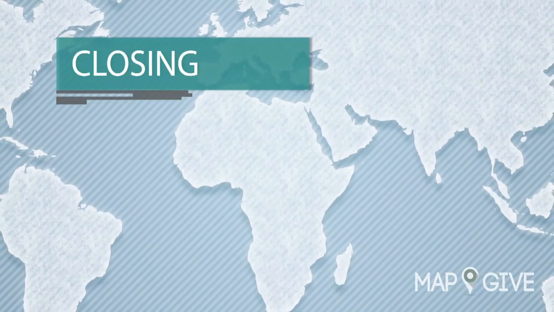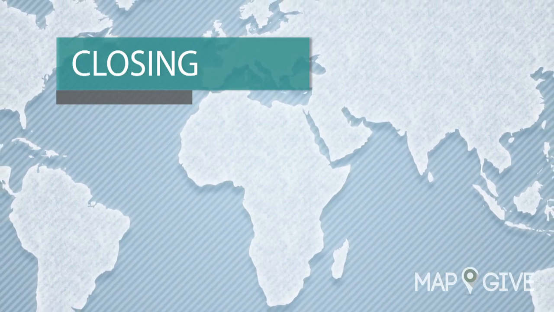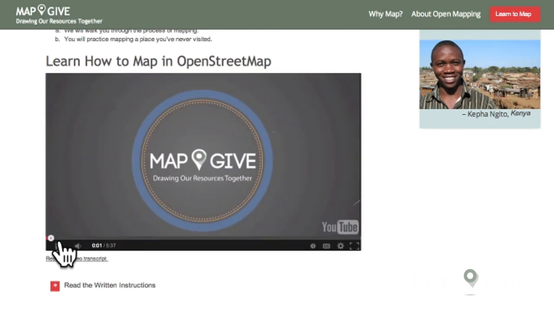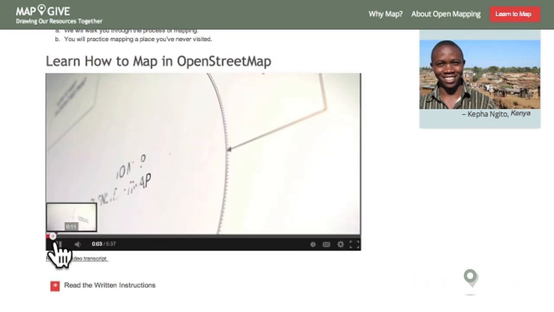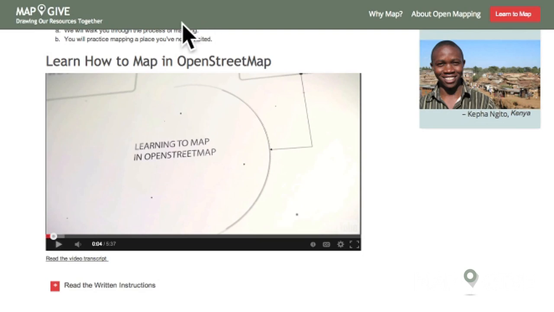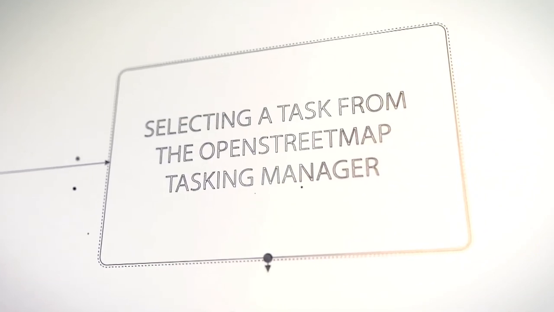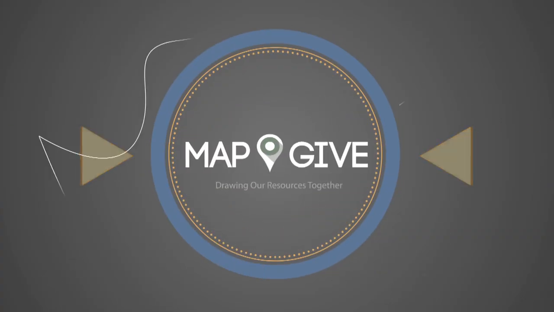Closing. If you feel like you need a little more practice before jumping in, go back to the MapGive Learn to Map page and watch the How to Map video. Follow along and practice until you feel confident enough to work in the Tasking Manager. That's it! You're now a full-fledged mapper. Thank you for learning how to map and also for mapping to make a difference.